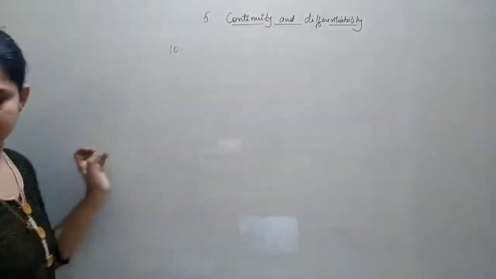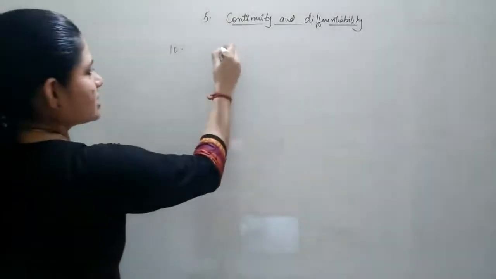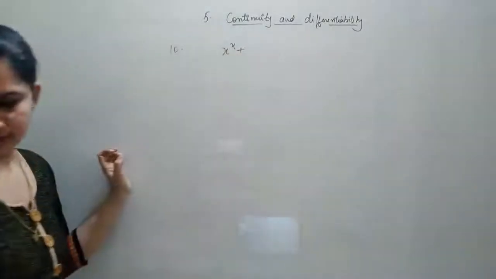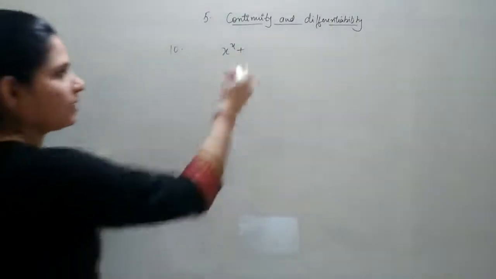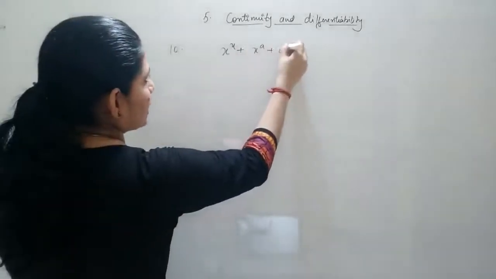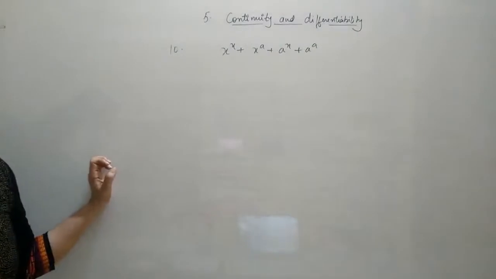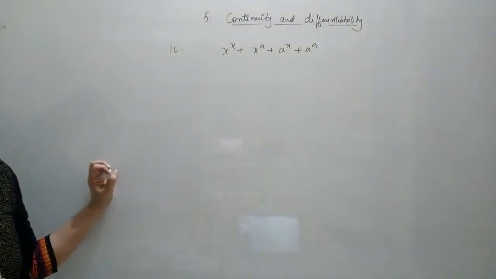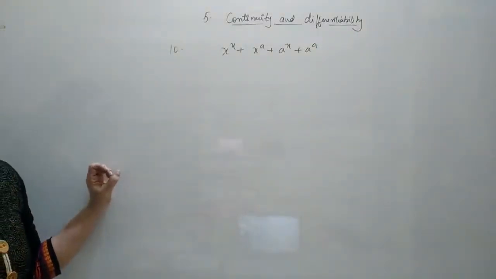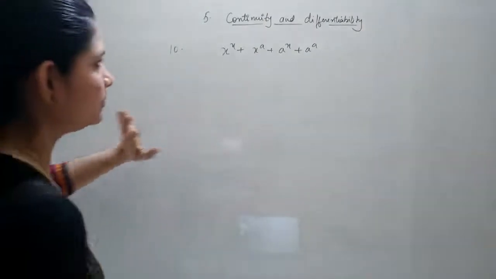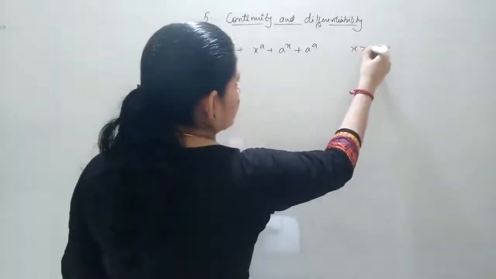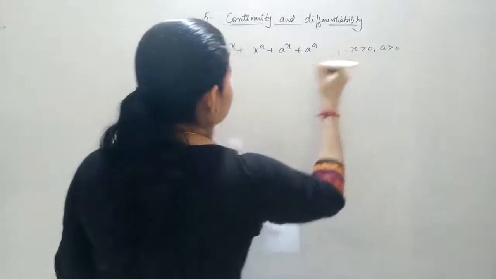10th one. The question is x raised to x plus x raised to a plus a raised to x plus a raised to a, where again a is a fixed constant greater than 0 and x is also greater than 0. So both are positive quantities.